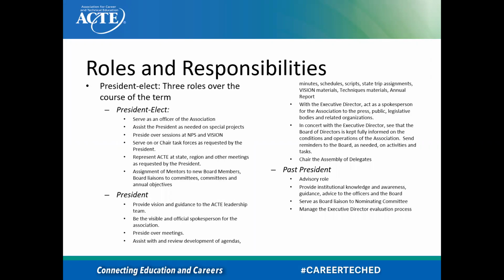For president-elect, the roles are divided based upon the year of the term. So the president serves as president-elect for 1 year, president for 1 year, and past president for 1 year. And the responsibilities change based on which year you're in. As president-elect, you primarily serve as assistant to the president and fill in for the president when needed, assist with assignments, represent ACTE at meetings, serve as a task force chair, and preside over sessions as needed.